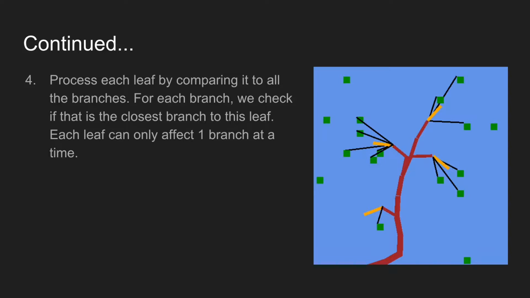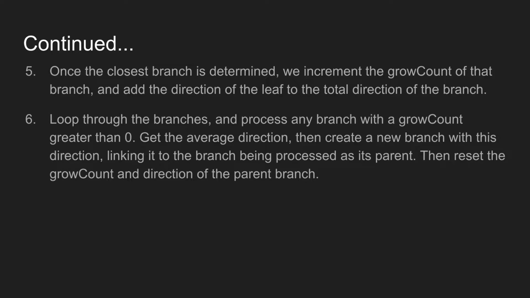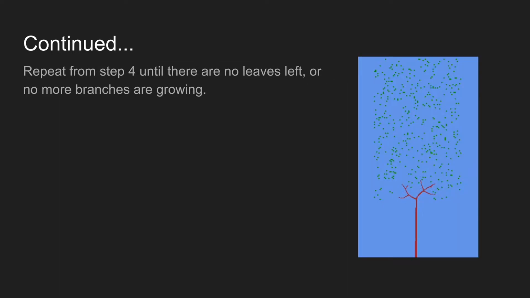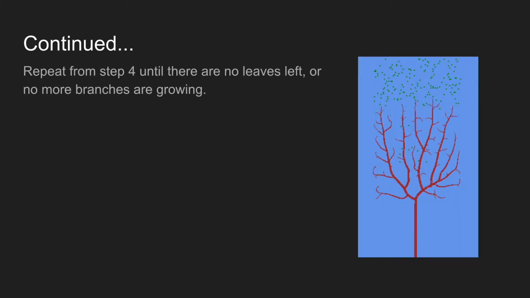Once the closest branch is determined, we increment the grow count of that branch and add the direction of the leaf to the total direction of the branch. After this, we loop through the branches and process any branch with a grow count greater than 0. Then we get the average direction, create a new branch with this direction linking it to the branch being processed as its parent. Then we reset the grow count and direction of the parent branch. After all of this, we repeat from step 4 until there are no leaves left or no more branches are growing.